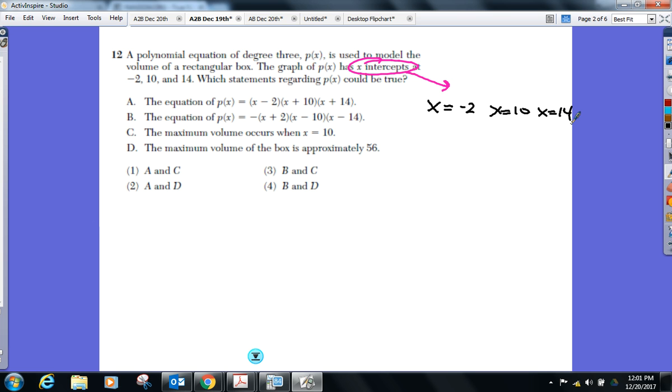Well, if the answer is negative 2, Vinny, what must have been in the parentheses? X plus 2. Brian, what must have been in here to get x equals 10? X minus 10. And Emma, what must have been here to get x equals 14? Everyone agree? Working backwards. Okay. Well, obviously, then the equation can't be A, right? Because those are all opposite signs.